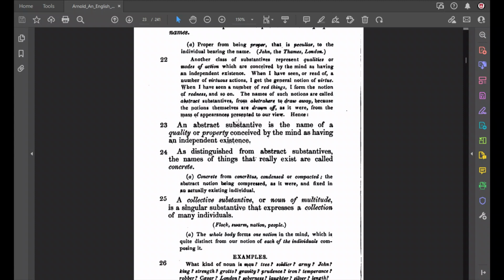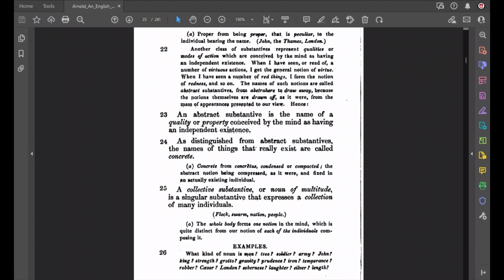The word abstract means drawn away from. So there are ideas in our minds that are drawn away from material things. Abstract substantives name a quality or a property conceived by the mind. And we talk about these quite a bit in philosophy.